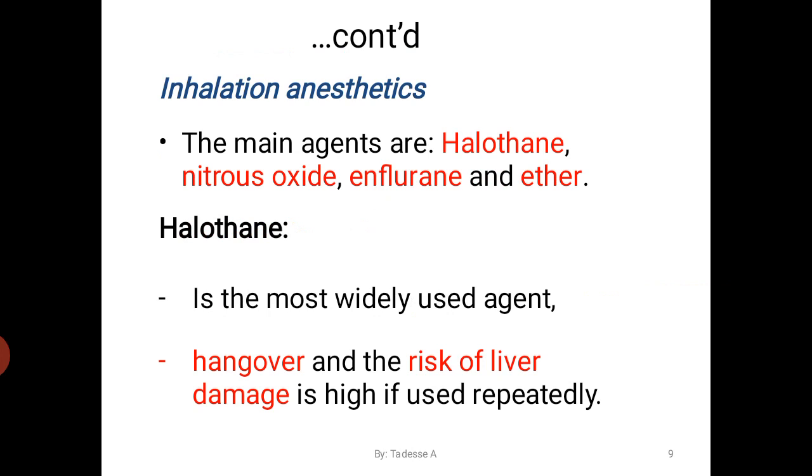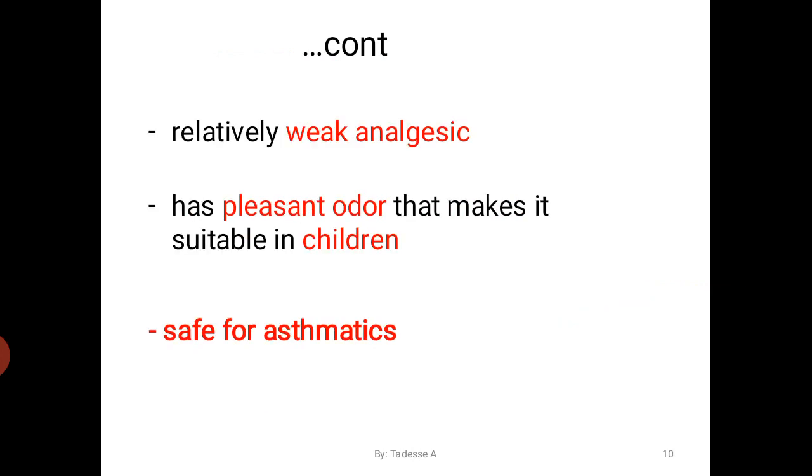Inhalation anesthetics: halothane, nitrous oxide, and so forth. We will discuss an important point about these agents. Halothane is the most widely used agent. It has adverse effects of hangover and the risk of liver damage. These effects are enhanced when halothane is taken repeatedly. Halothane is a relatively weak analgesic, so it should be given with an anesthetic agent that has a good analgesic effect, like nitrous oxide.